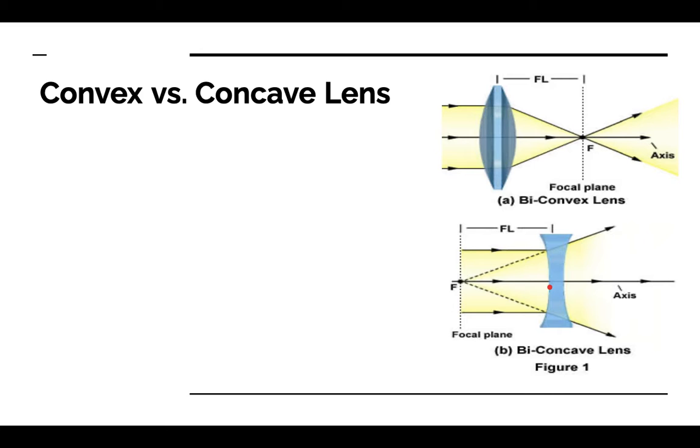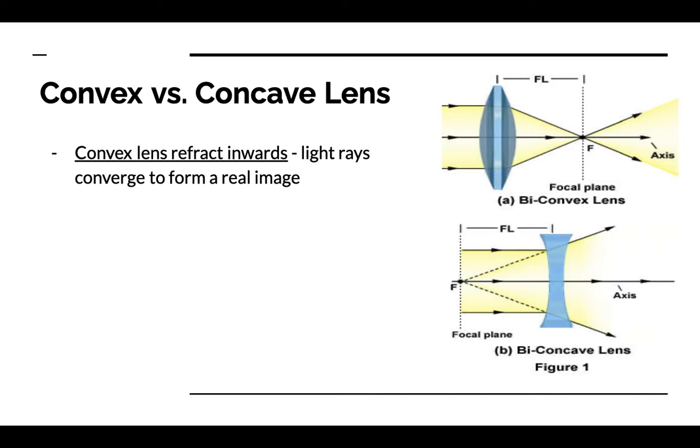So convex versus concave lens, let's jump back into this and go into a little bit more detail. A convex lens refracts light inwards. The light rays converge to form a real image, okay? So that is a big thing to note: if our object is outside of the focal point of a convex lens, a real image will form, whereas if your object is inside the focal point, a virtual image will form.